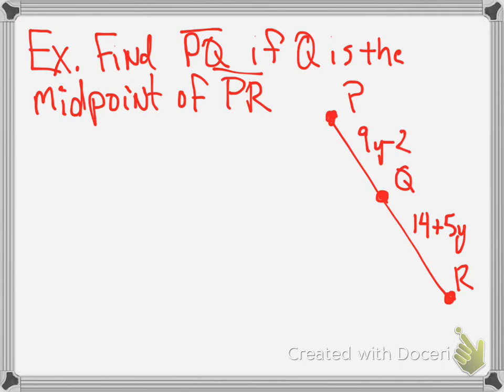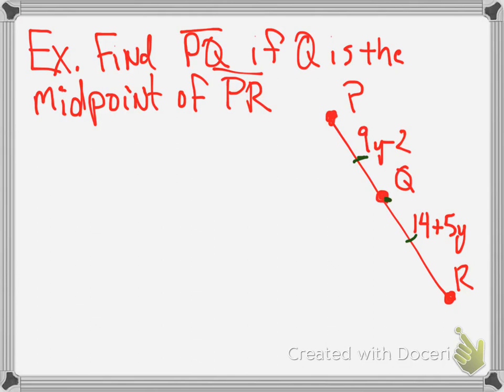If Q is the midpoint of PR, find the measure of PQ. I didn't write that, I should have. So notice here I'm not giving you any numbers, I'm giving you some variables. But I do know that Q is in the center. These two are equal. Okay, remember that's the mark for congruency.